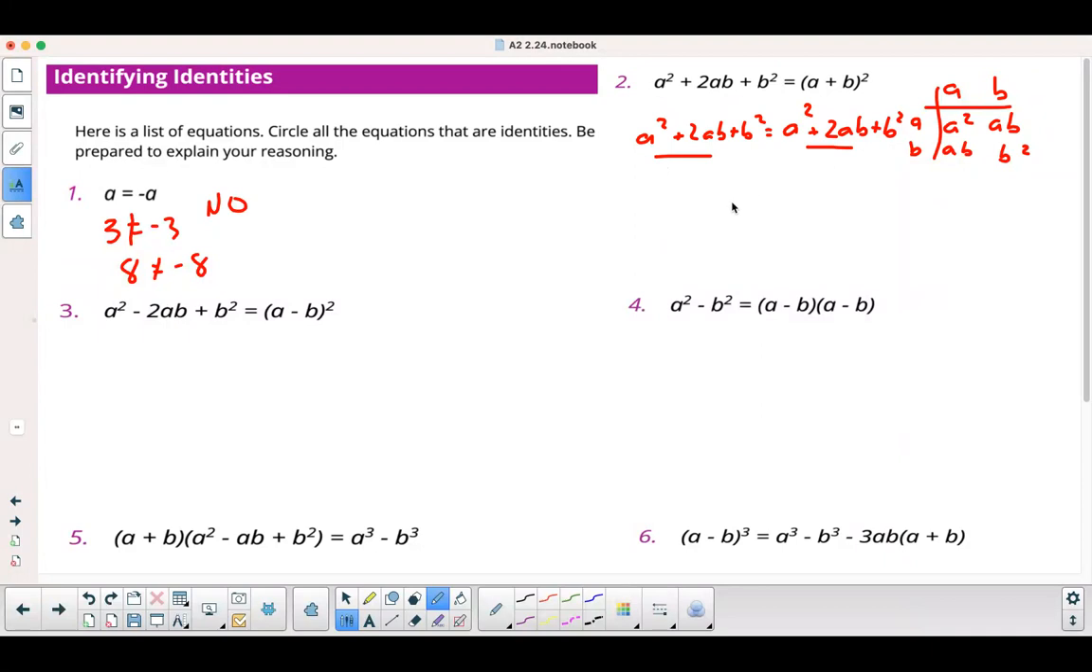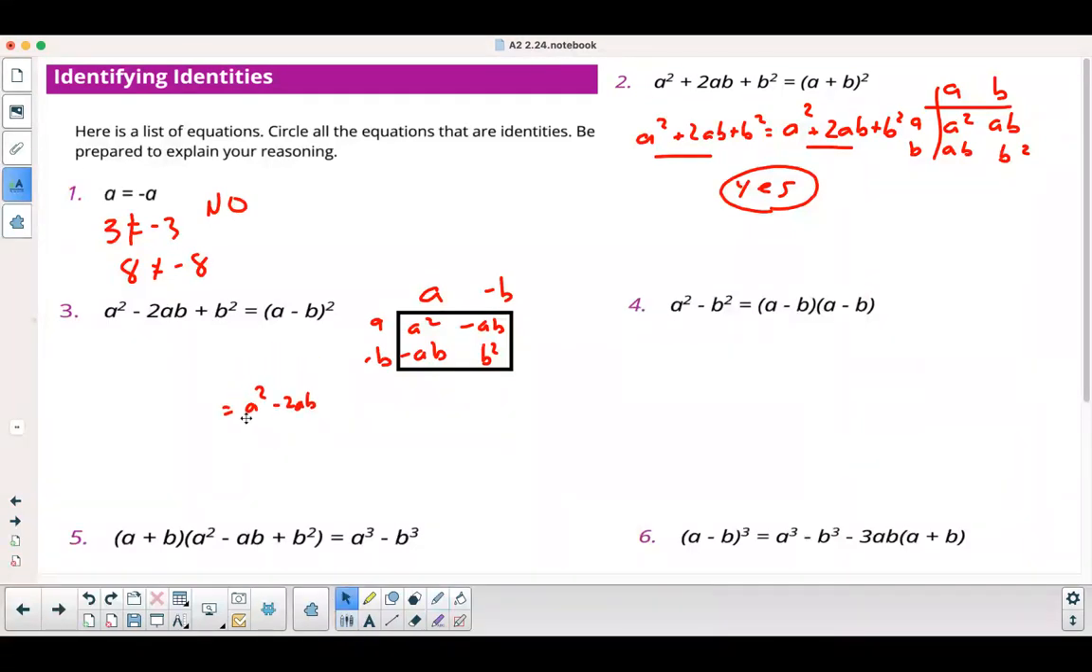So since I got this side equal to this side, this would be an identity. I would say yes. So no matter what I plugged in for A and B, both sides will always be equal. All right, same thing over here. Let's multiply this out. I'll make a little neater box here to multiply. A minus B times A minus B. So this would be A squared, negative AB, and then this would be positive B squared because negative times a negative. So this side would be A squared minus 2AB plus B squared. And that's equal to that. So I would say yes.